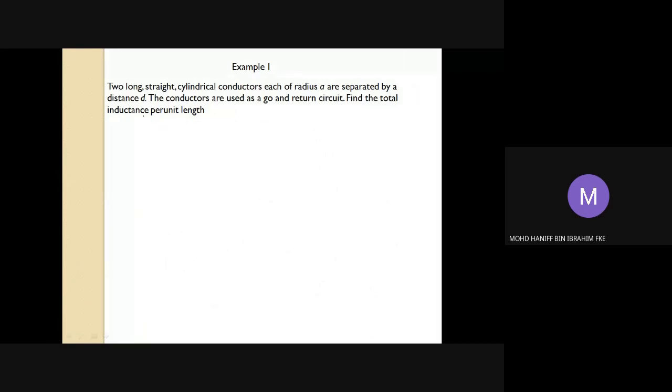All right. I'm going to use a second method. This is the first method, which is based on the flux amount. But I'm going to use a second method, which is based on the energy density. For the energy density, we have learned before that it is half the integration of B dot H dV.